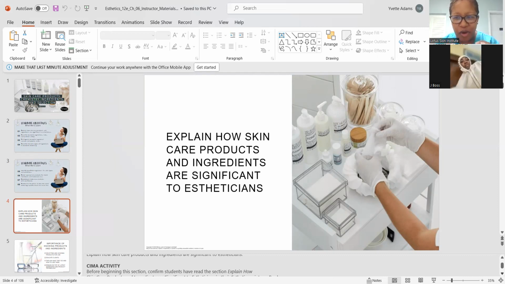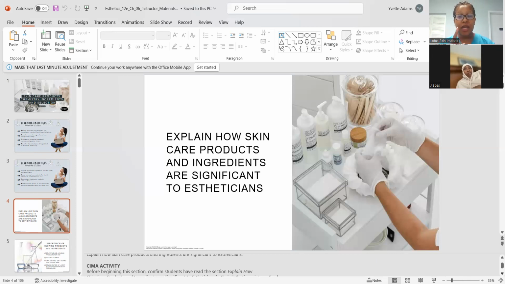why is it important to understand how skincare products and ingredients can be significant to estheticians? Because of how many other skin conditions and problems that people have. You want to make sure you're not triggering something else, because what can help one person can mess up somebody else. True, absolutely correct. You said both reasons in one.